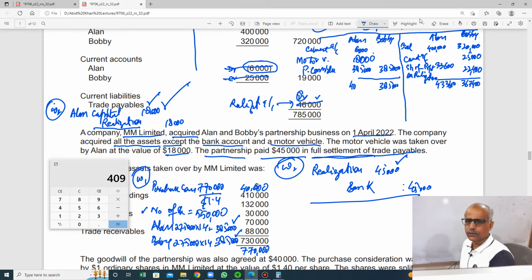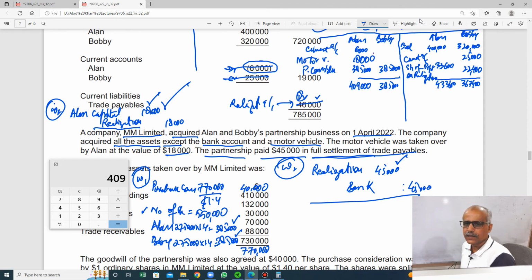So this is 409,000. It means we can say Bobby has 367,400 on credit side, while his debit side is 385,000. So what he has to, to balance his credit side, he has to bring in bank some cash. He has to pay the business because his account credit side is 367, while his, by taking the purchase consideration amount, his debit side is increasing. It means he has to pay to the partnership.